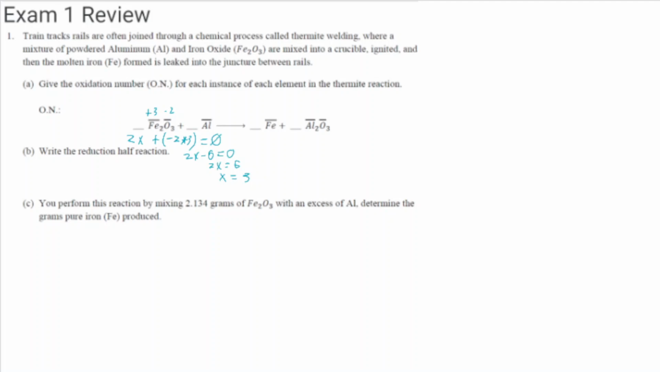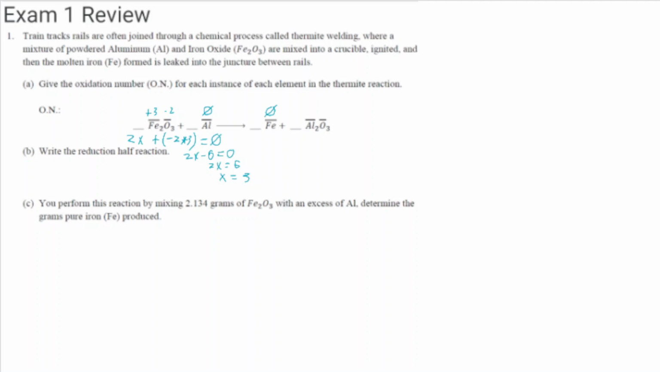Then we can move on to the next one. Aluminum is in its elemental form. So if you have anything that's elemental form with no charge, that's always going to be 0. Then we have the same thing over here for iron. So it's elemental form, so that one's going to be 0. And then we get back to another compound. This time we need to figure it out.